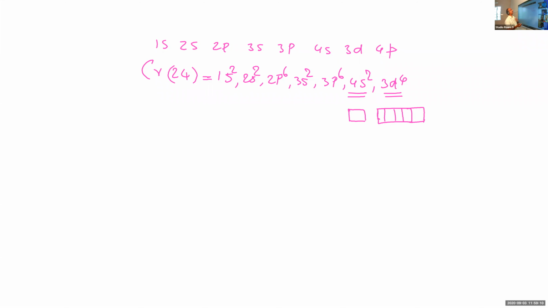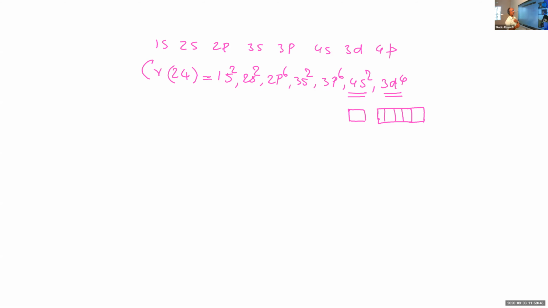Now, the maximum capacity of an s level is equal to 2, no doubt. And what about 3d? The 3d maximum capacity is equal to 10 electrons. You take just half of it, 5. It is half filled.